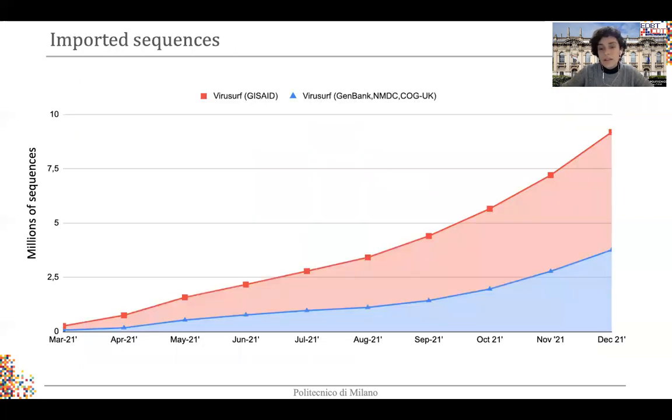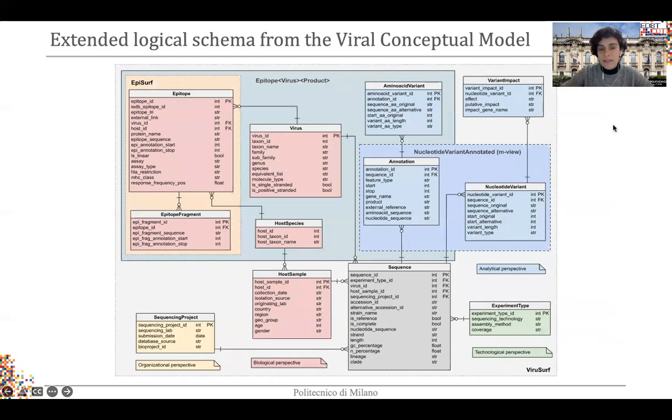Here we have a very impressive overview of the growth of sequences in the two systems. At the end of 2021, we reached almost 10 million. And here is the database that expands and is inspired by the viral conceptual model, because here you see the central sequence with the metadata about host sample, the virus, the sequencing project, the experiment type. Here we have the part about variants with, of course, some views that had to be built in order to speed up our systems. And then we were also able to link the information of epitopes that are specific for host and virus pairs.